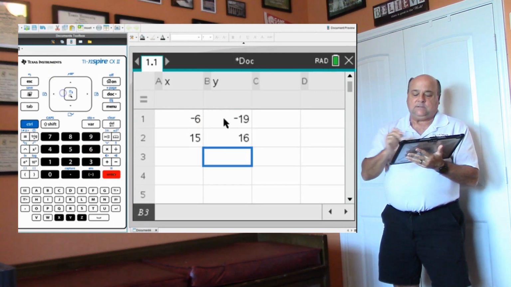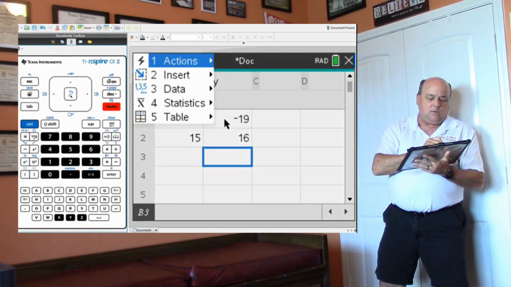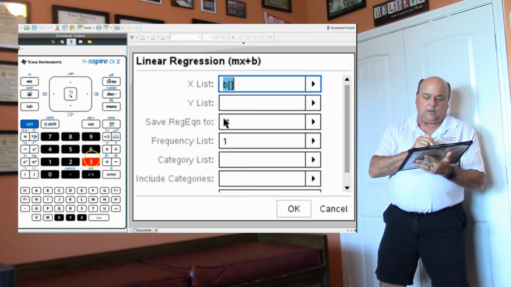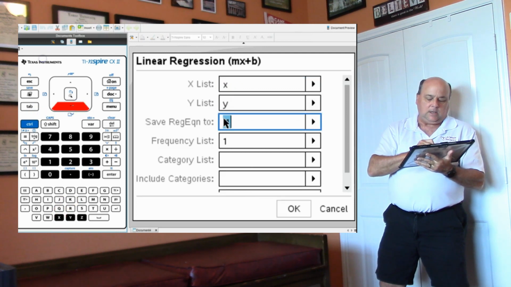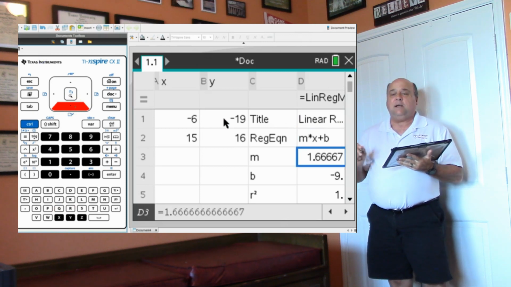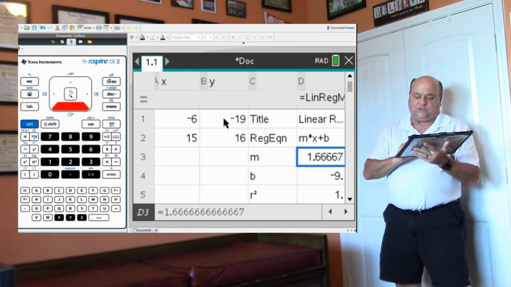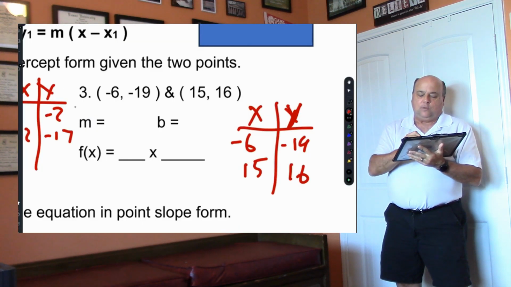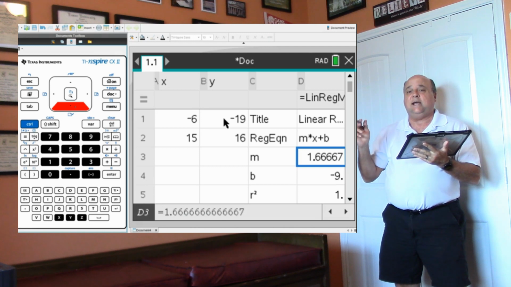for my y's. Then menu 413, x down, y down, enter. And bam, I got it. Okay, I'm going to go down to my slope. I need to change that to a decimal, but my y-intercept's -9. So I'm going to write that down. So my y-intercept's -9. And now I need to switch that decimal.